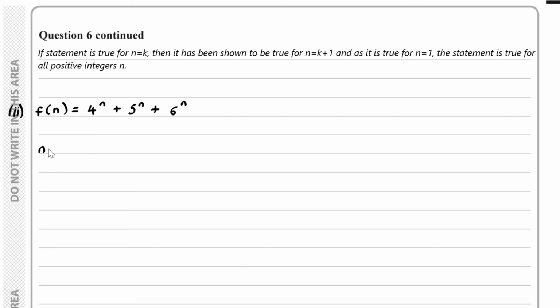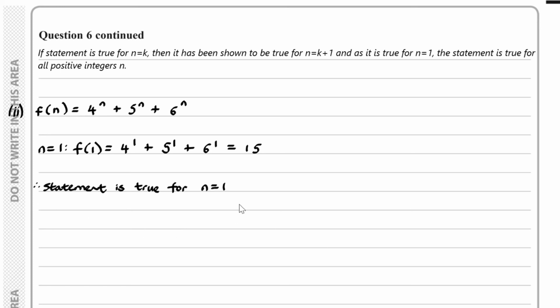So as always, we begin with seeing what happens when n is equal to 1. So f of 1 is equal to 4 to the power of 1 plus 5 to the power of 1 plus 6 to the power of 1, 4 plus 5 plus 6, that is indeed 15. So therefore we see that the statement is true for n equals 1.